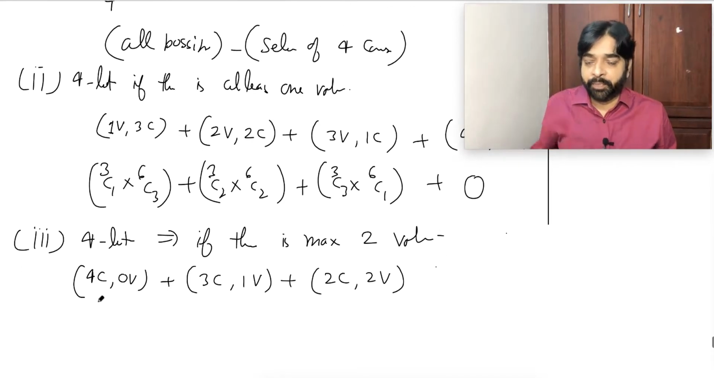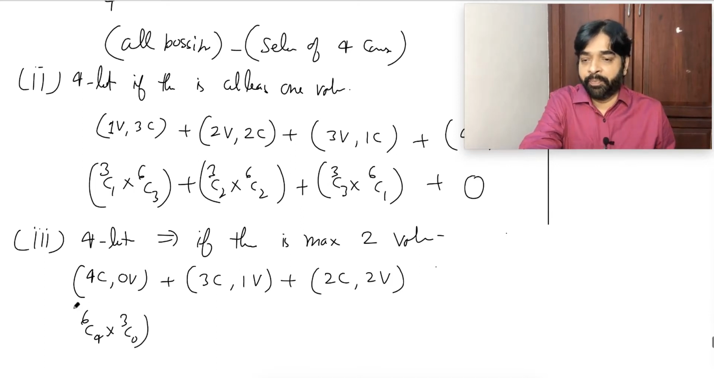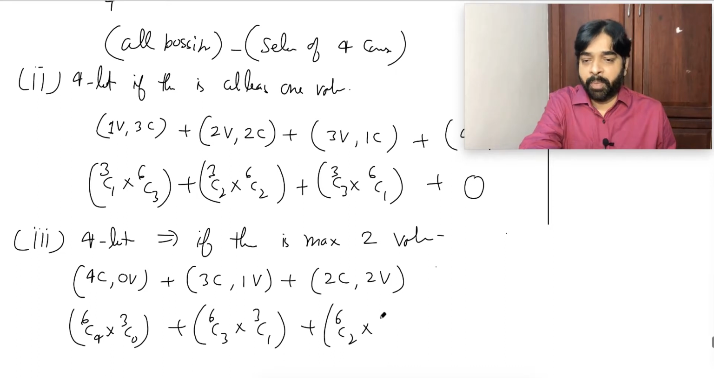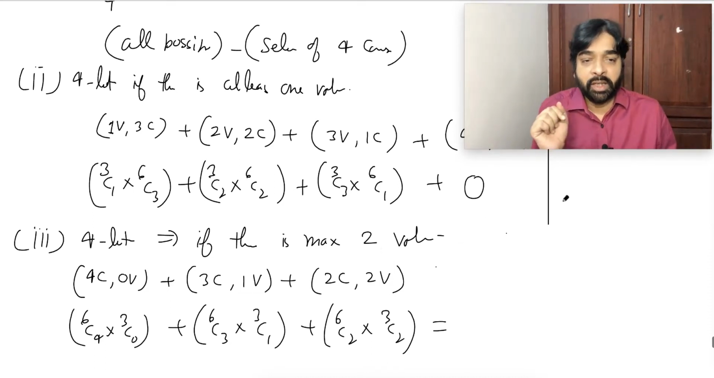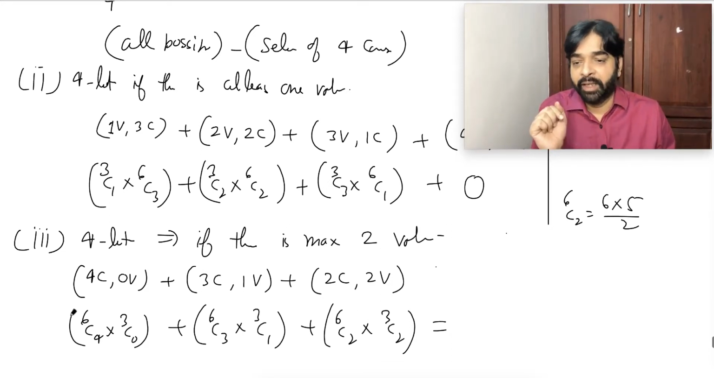Let's put the values. 4 consonants, total 6 consonants are there. So 6C4 into 3C0 plus 6C3 into 3C1 plus 6C2 into 3C2. Let's put the values. 6C4 is the same as 6C2. 6C2 will be equal to what? 6 into 5 by 2, 15. This is the 15, this is the 1.